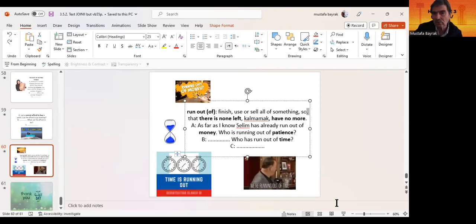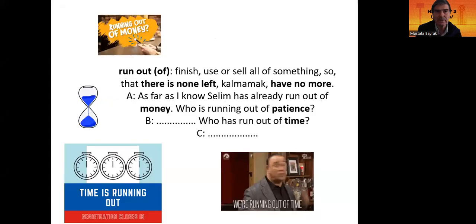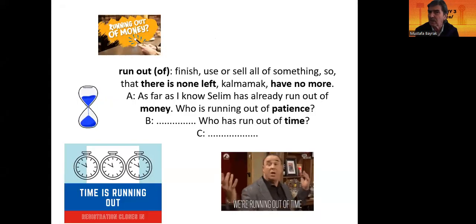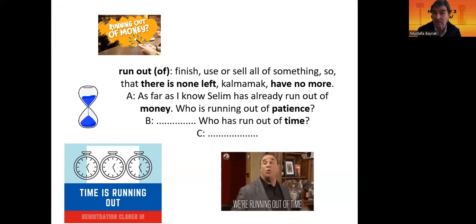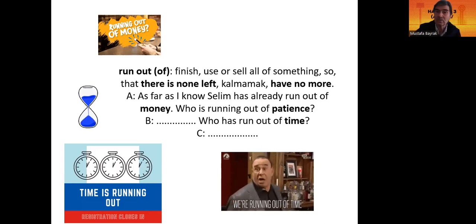As far as I know, Selim has already run out of money. Who is running out of patience? Yes, your neighbor is running out of patience. Who has run out of time? Unfortunately, that young man has run out of time. He has no time. He has no time to have a discussion with you.